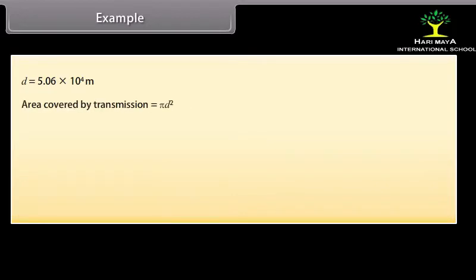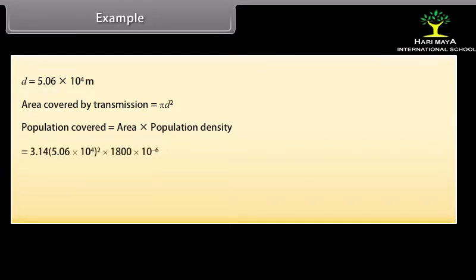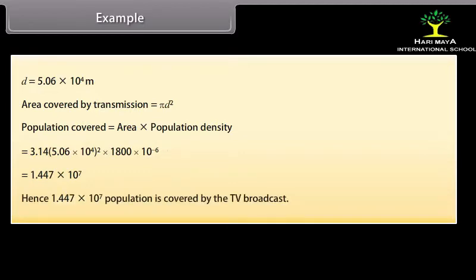Area covered by transmission is equal to pi d square. Population covered is equal to area into population density. Now, put the values and calculate. We get the value 1.447 into 10 raised to the power 7. Hence, 1.447 into 10 raised to the power 7 population is covered by the TV broadcast.